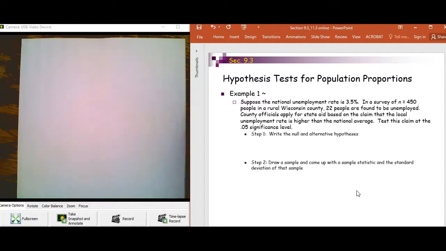All right, so let's just get into it. We want to do a hypothesis test for a population proportion here. Example 1 says, suppose the national unemployment rate is 3.5%. In a survey of 450 people in a rural Wisconsin county, 22 are found to be unemployed. County officials apply for state aid based on the claim that the local unemployment rate is higher than the national average. Test this claim at the 0.05 significance level. All right, so first things first, we need to state our hypotheses.